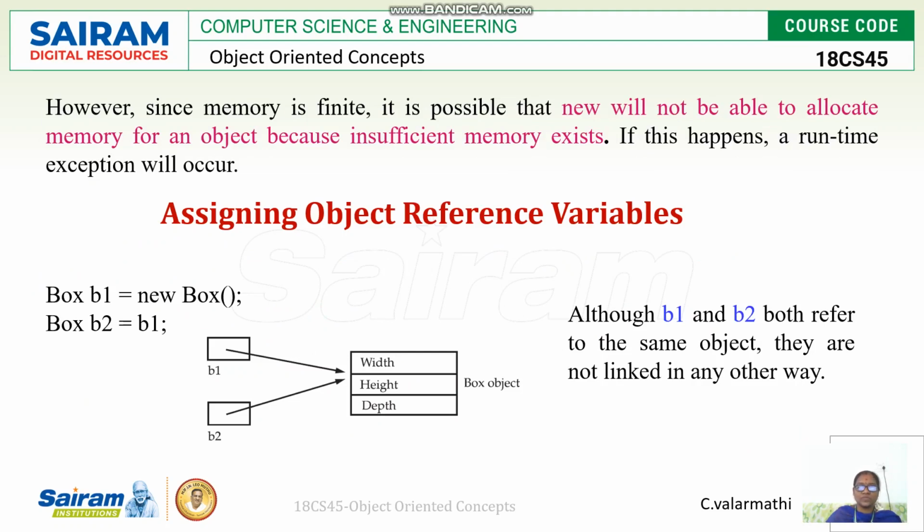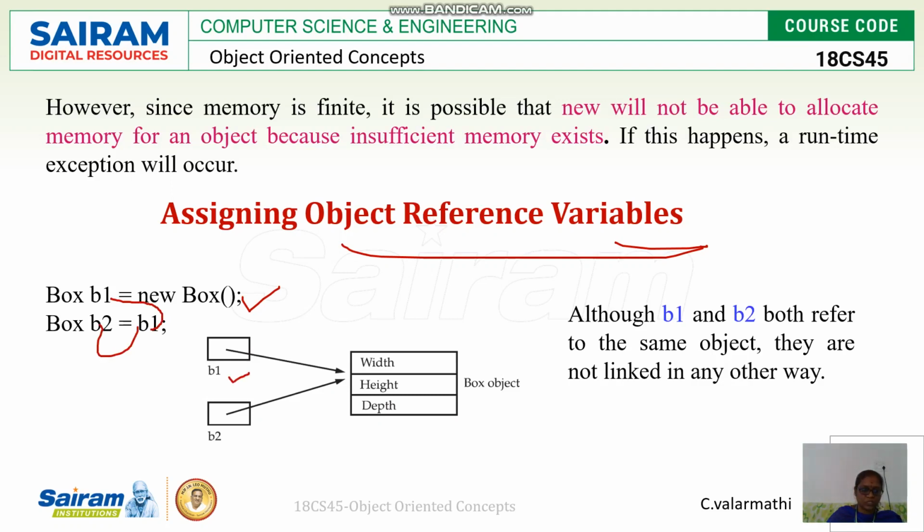Now, assigning object reference variables. Here we have one more example. Box b1 = new Box is my first object. Then I am assigning b1 to b2. At that time, what happens? b1 is my first object and b2 is my second object. Both the objects are referring to the instance variables of the Box class.